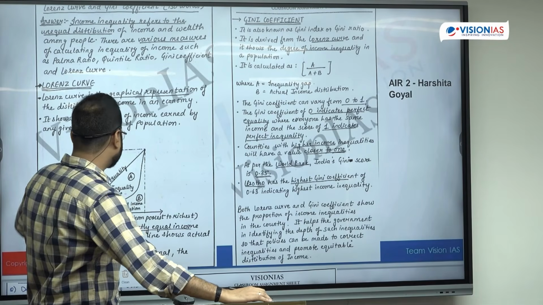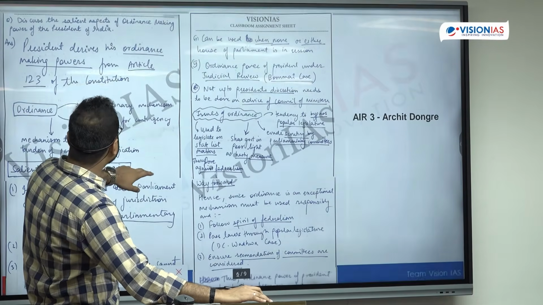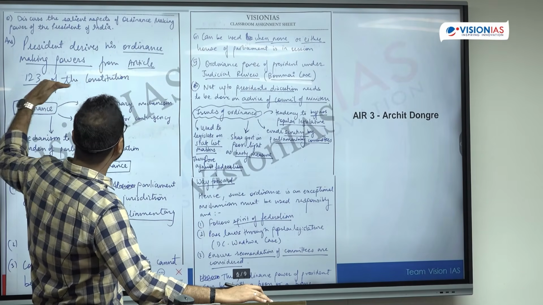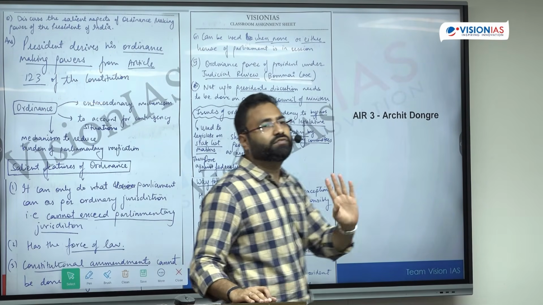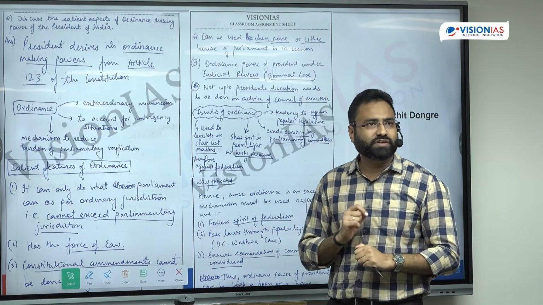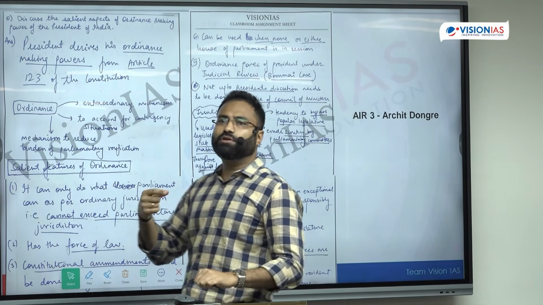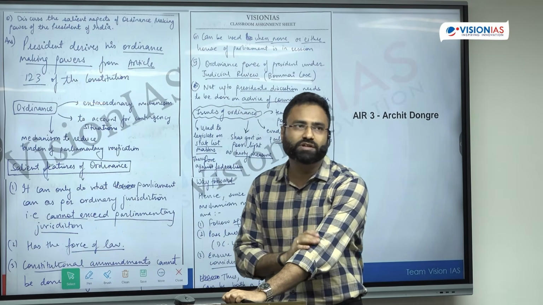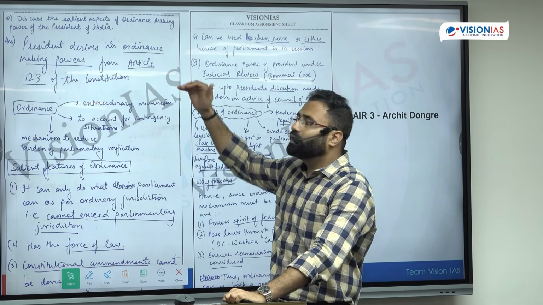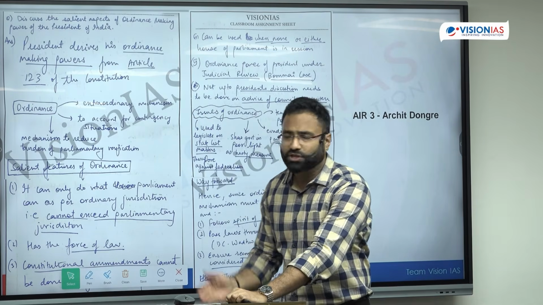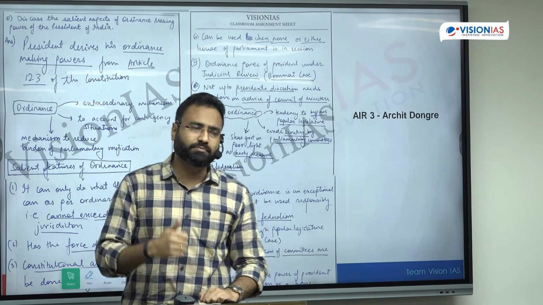Similarly, when we talk about Archit's answer, again, what kind of data, fact, example is he using? He has talked about Article 123 of the Indian Constitution, which highlights the ordinance-making power of the President of India. Alternatively, there could also have been incorporation of the Governor's power of ordinance making, Article 213 of the Indian Constitution. So you can use that also. You could have started with the definition of an ordinance. That could also have been a way to start.